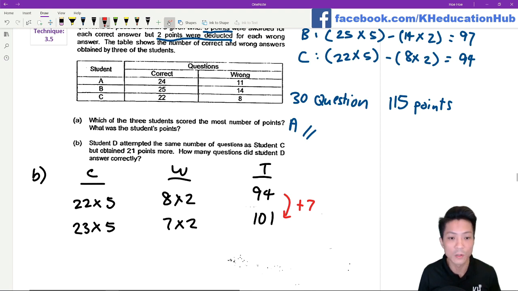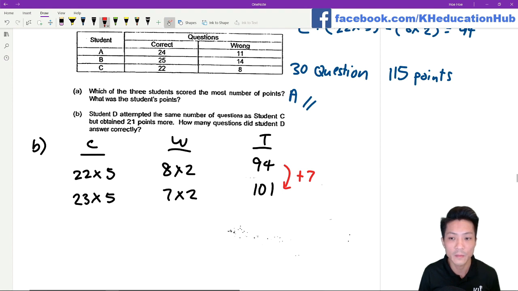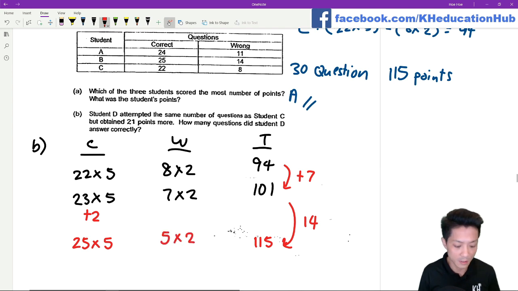If I want to increase to 115, I need to plus how many points? 14, which means that I need to increase by 2. It would be 25 correct and 5 wrong. Let me check if this is going to give me the correct answer. So this is going to give me the correct answer. So how many questions did student D answer correctly? That would be 25.